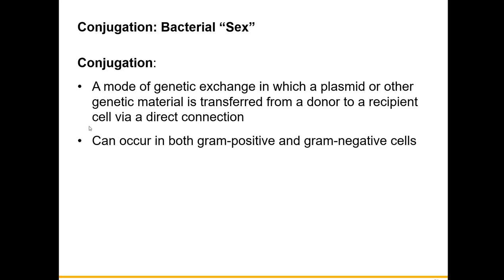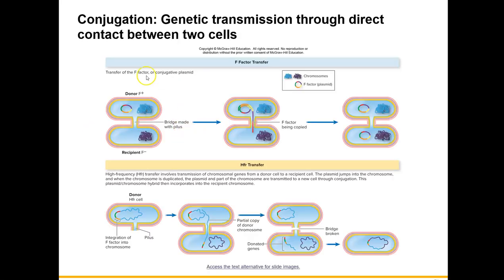So conjugation is like bacterial sex. It is a mode of genetic exchange with a plasmid or other genetic material that is transferred through a pilus. And it is through direct connection, so a tunnel. It can occur in both gram-positive and gram-negative cells. So this is what this looks like.